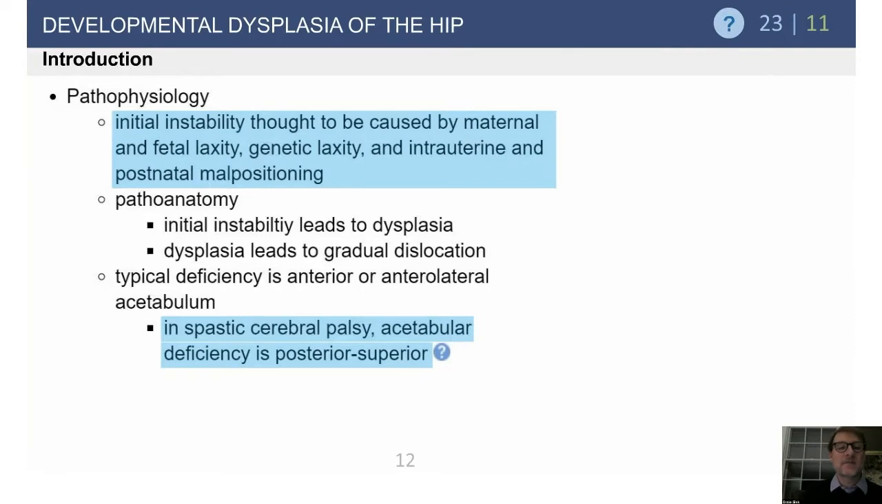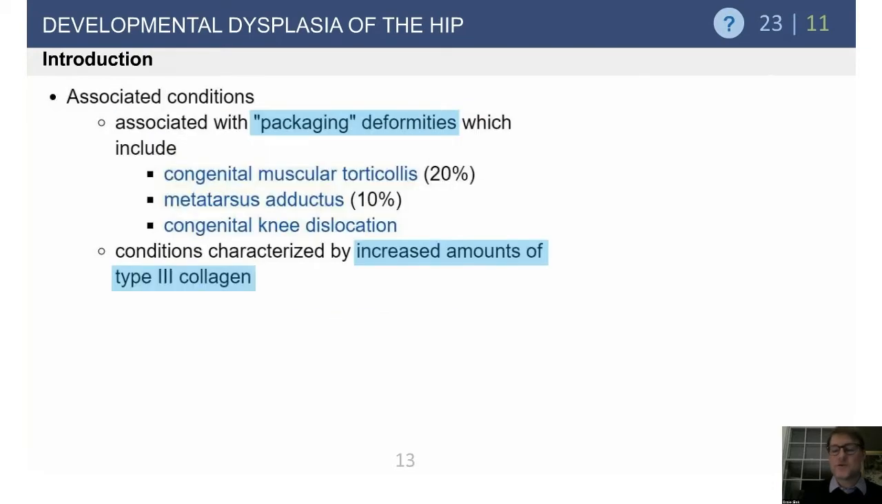Usually the problem is in the anterior lateral aspect of the hip, except perhaps in cerebral palsy, and this is a question often asked: acetabular deficiency can be more posterior or superior. So anterior lateral is more common, but in certain diseases it can be more posterior superior, as in the neuromuscular hip.